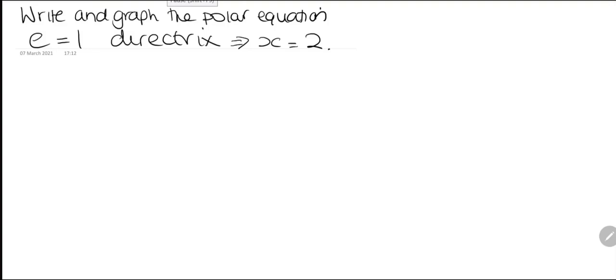Okay, so we have a practice question. Write and graph the polar equation, and we're given that e is equal to 1 and the directrix is x equals 2. So what does this information tell us? Well, we know that when the eccentricity is 1, this is going to tell us that we have a parabola.